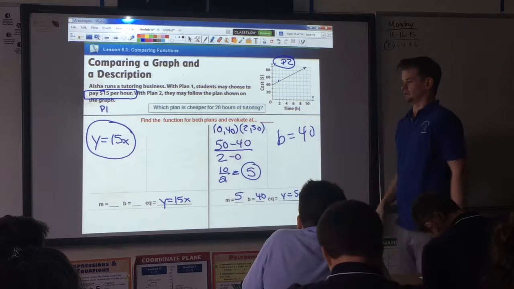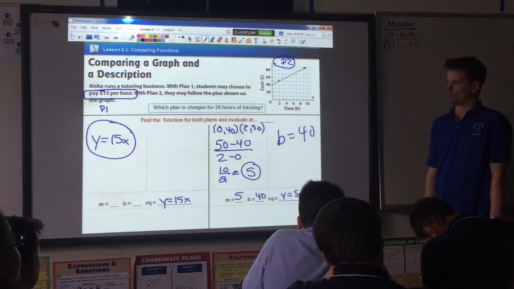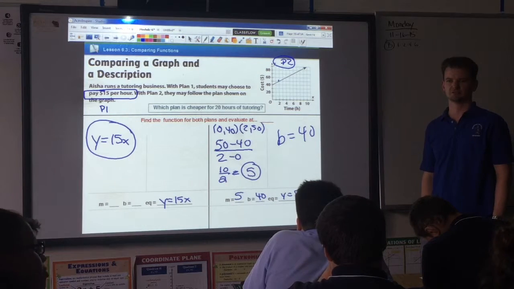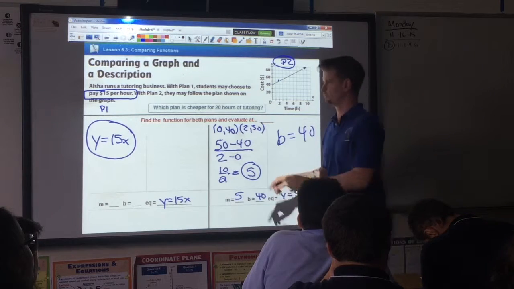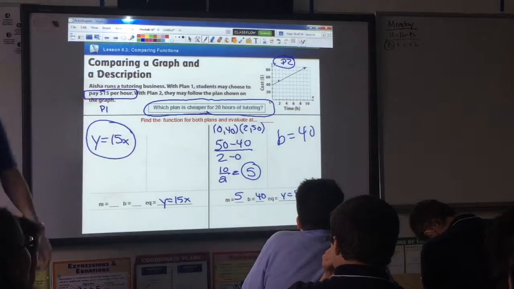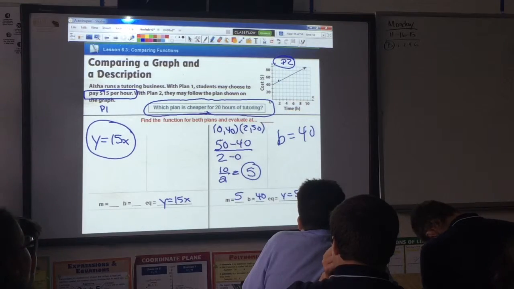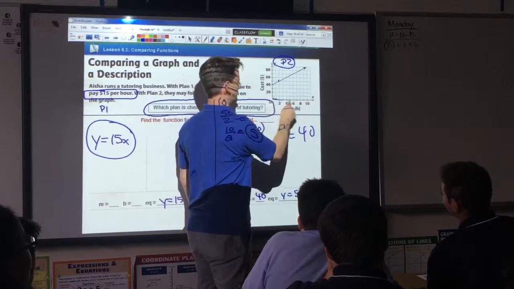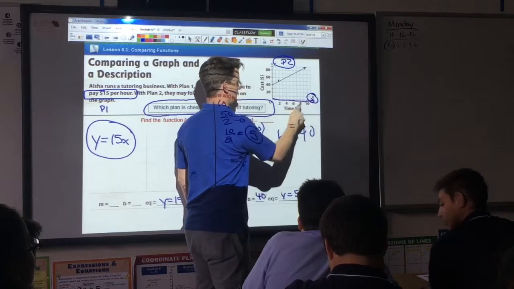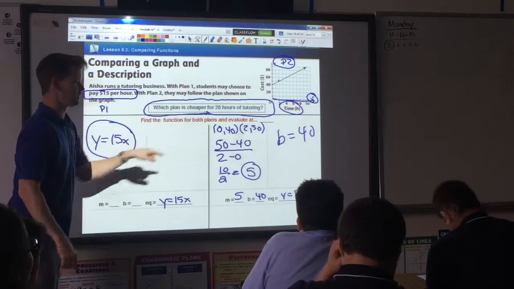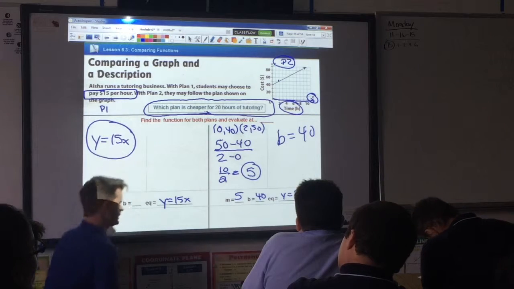Okay. So I have the equations for both of them. What am I supposed to compare these two things at? What number? Yeah? What is it? Which is cheaper for 20. So I'm going to compare these two for 20 hours. What is 20 hours? What is hours? Is that x or y? X. And in case you're unsure, look at the graph. X-axis, that's my input, time in hours. So I need to substitute in 20 into each of these equations.